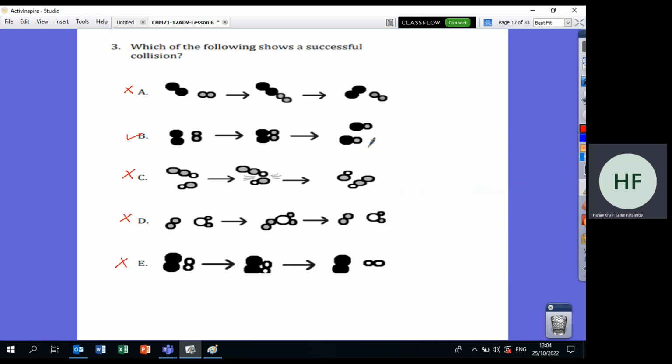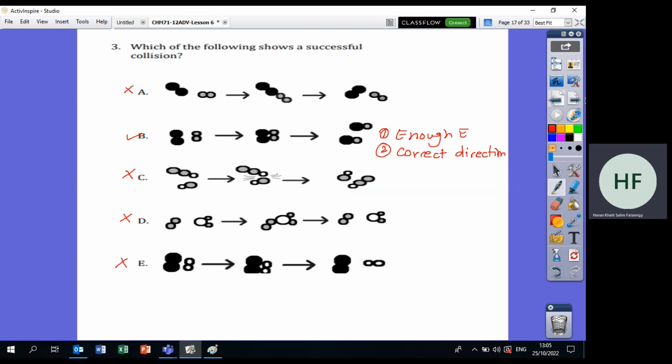So why do you think here the collision between them is successful? Why do the reactants change into products? Two reasons. Number one, because there is enough energy. And number two, because there is correct direction. Okay, so these two reasons explain why the reactants changed into products.